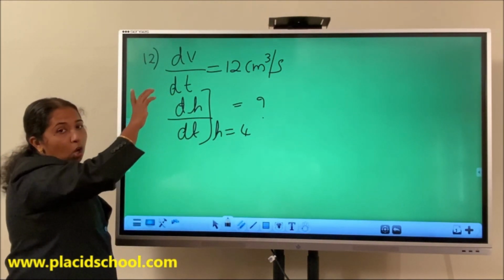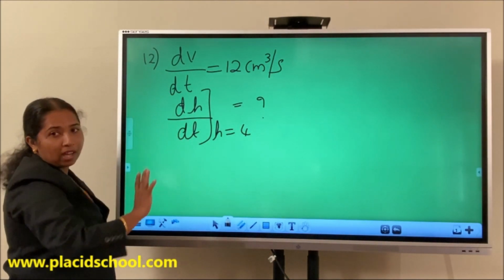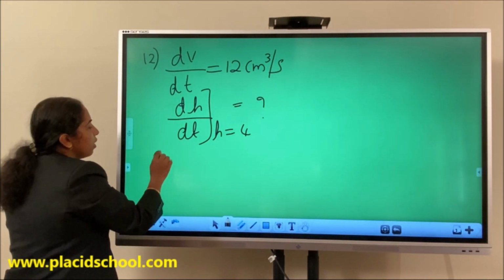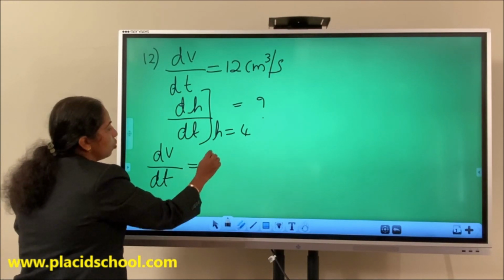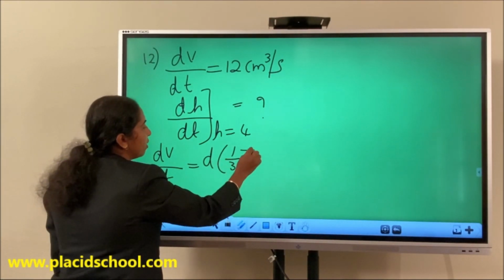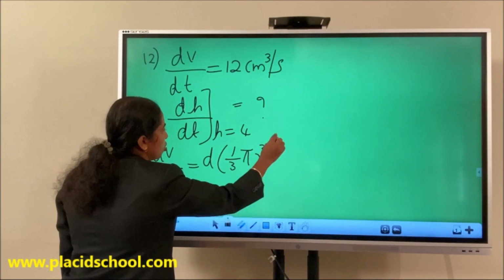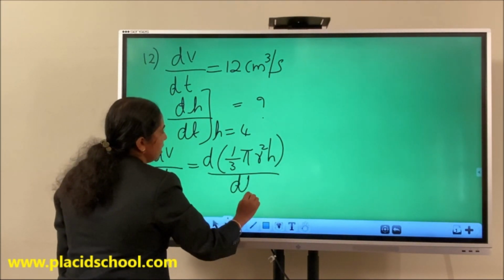Okay, so this is a cone. Volume of a cone is 1 by 3 pi r square h. So dV by dt equal to derivative of 1 by 3 pi r square h with respect to t.